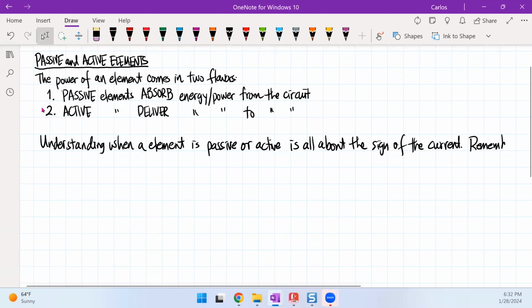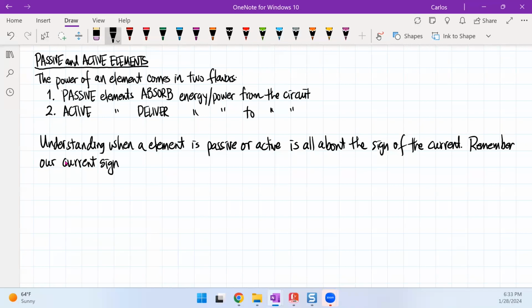remember our current sign convention. Okay, remember our current sign convention because it's key to identifying passive versus active. So here we go. This is what we said before.